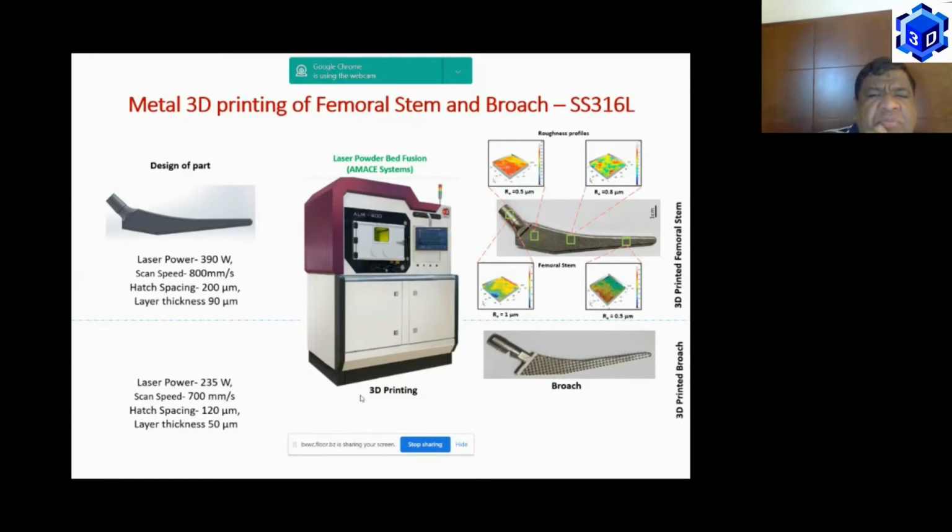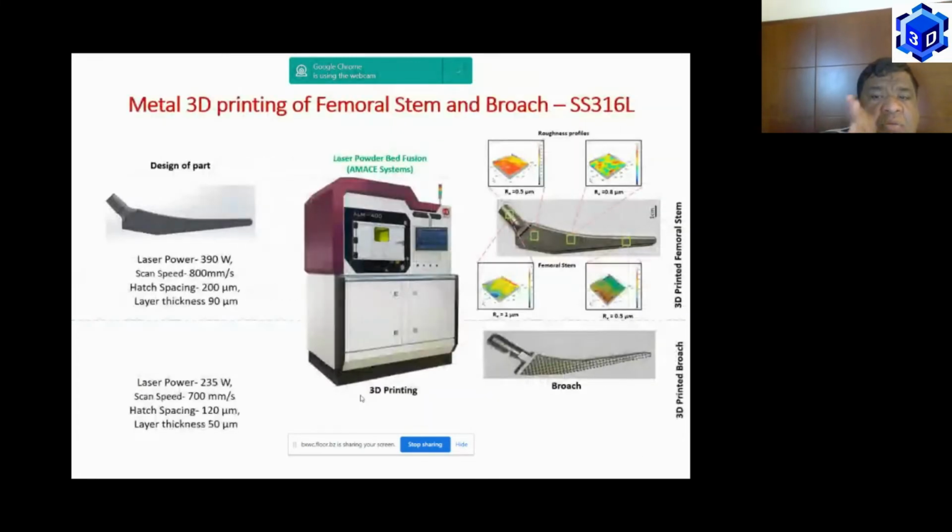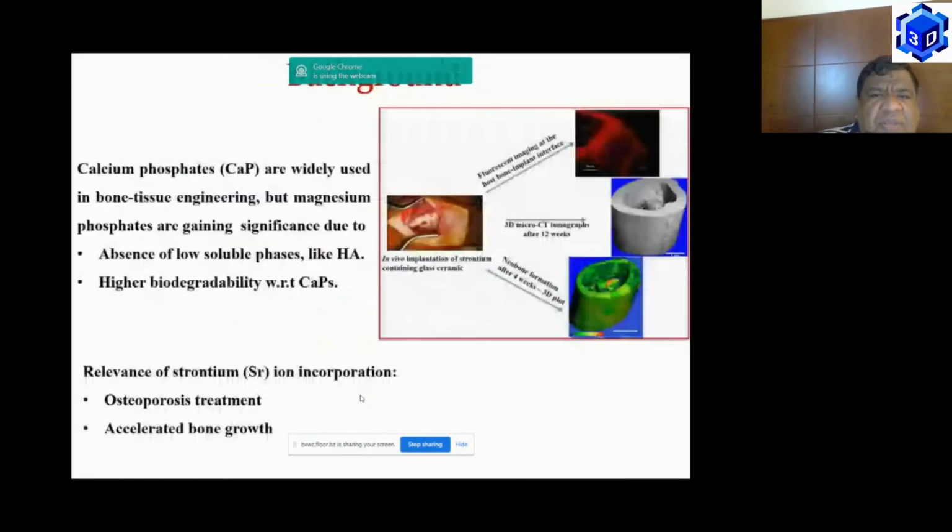When we made this femoral stem prototype, we found that the surface roughness of this 3D printed stem is less than 1 micron. Broaches are typically used by orthopedic surgeons to identify the femoral cavity during surgical operations. This broach also we have printed, and it has very good manufacturability, which has been established in metal 3D printing.